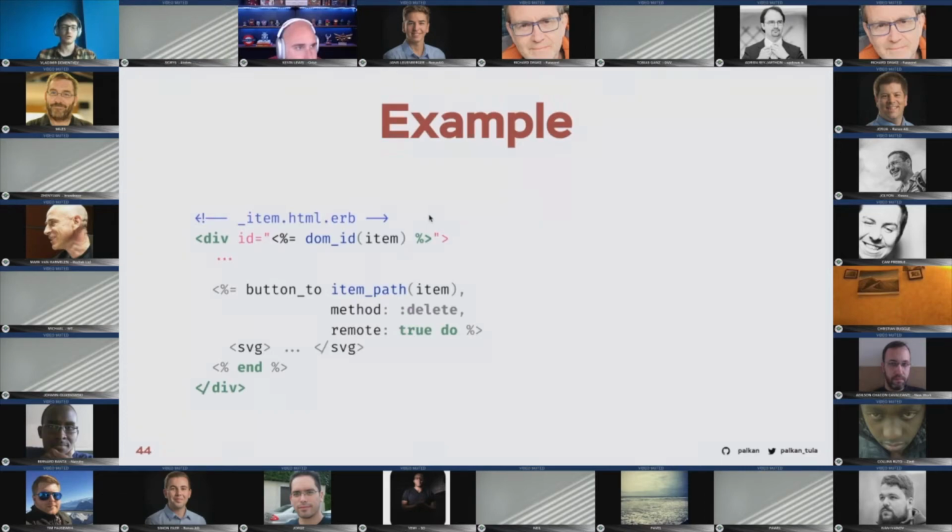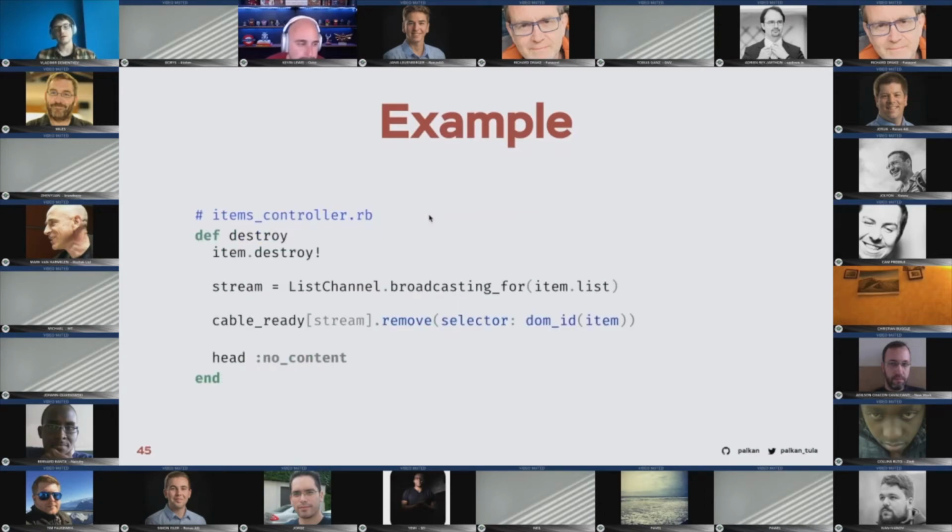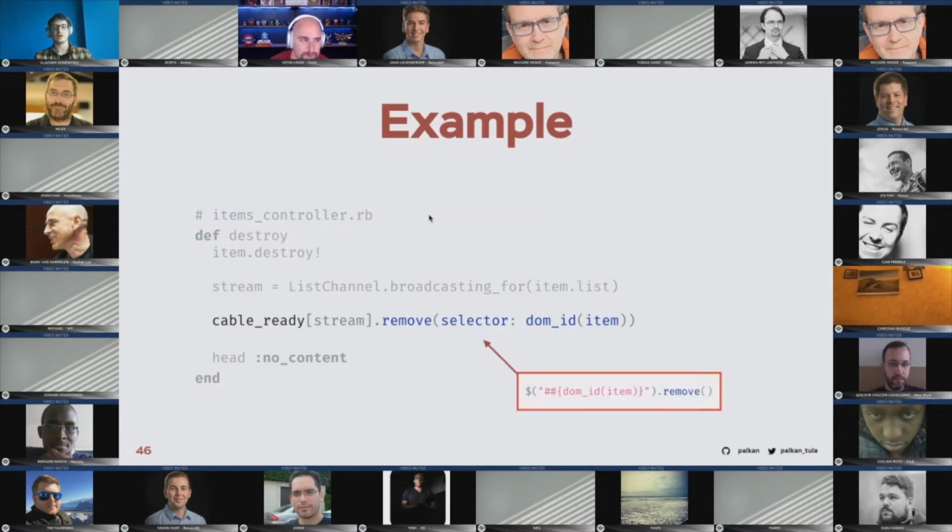The same example as before: our items, and we have a button to delete an item. Here we use CableReady in conjunction with Rails UJS. We have this remote true magic attribute, which makes hitting this button perform the request to destroy the item. And here we have two things. We render the string for the list, and we send a remove event with a specified selector to our stream, which results in a message sent through the Action Cable channel, and the client-side library for CableReady will take care of this message and translate it into something like this.